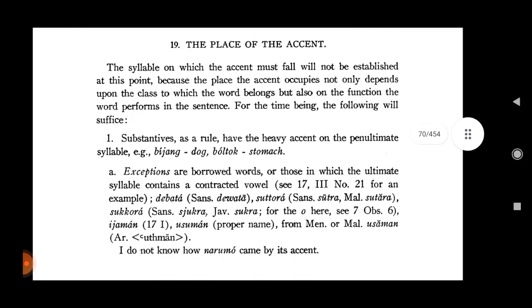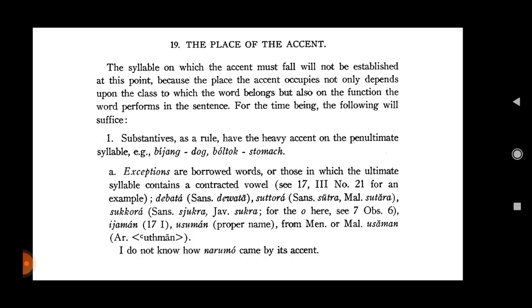22:4b1, the place of an accent. The syllable on which the accent must fall will not be established at this point, because the place of the accent occupies not only depends upon the class to which the word belongs, but also on the function the word performs in the sentence. For the time being, the following will suffice.